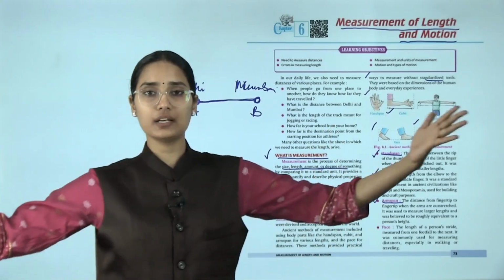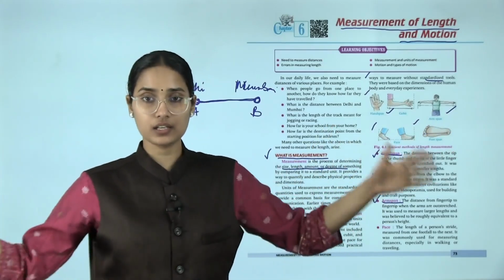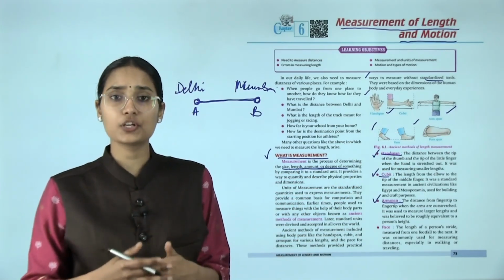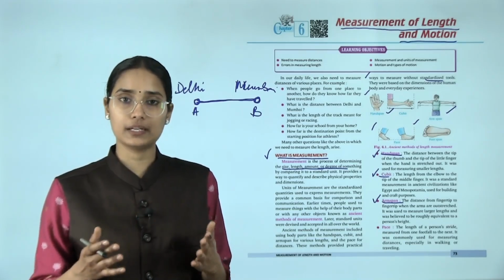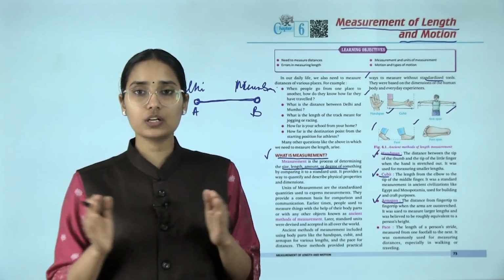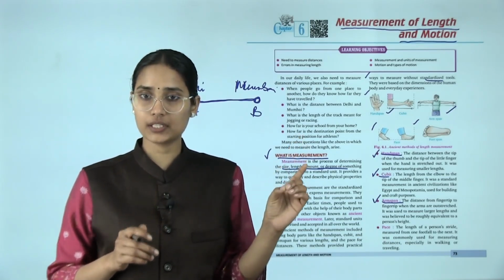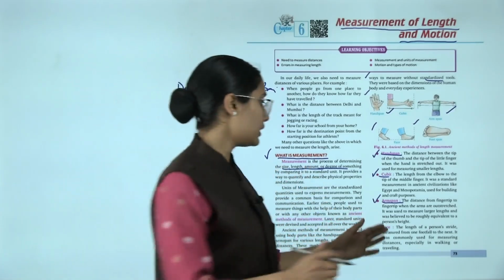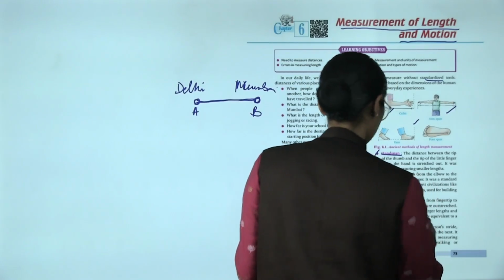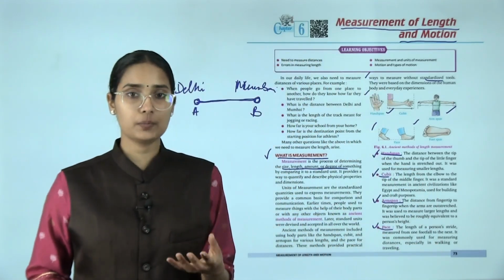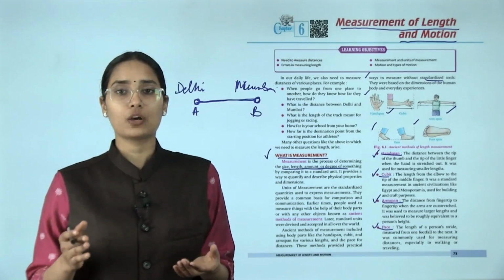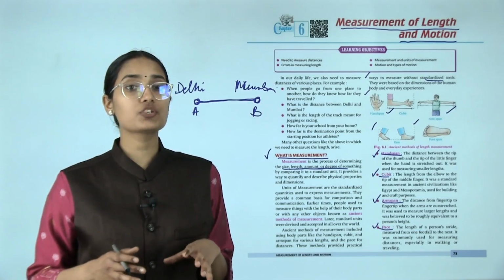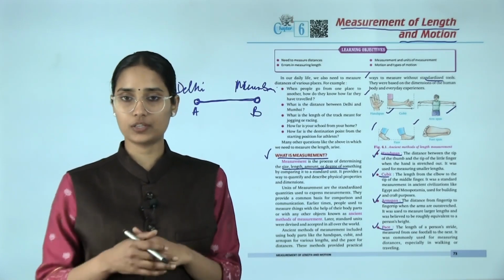Now the arm span has increased, the length has increased. This was used to measure larger lengths, and it was believed to be roughly equivalent to a person's height. So the whole length from one fingertip to the other fingertip is the height of that person. Now the other method was pace. The length of a person's stride, measured from one footfall to the next when we walk normally, is called the pace. It was commonly used for measuring distances, especially in walking or traveling.